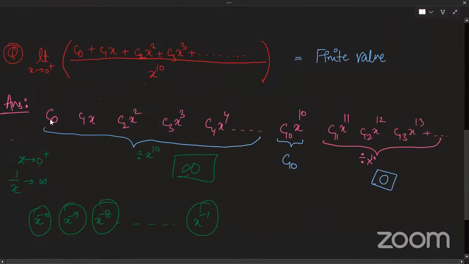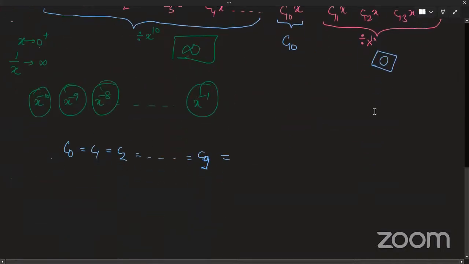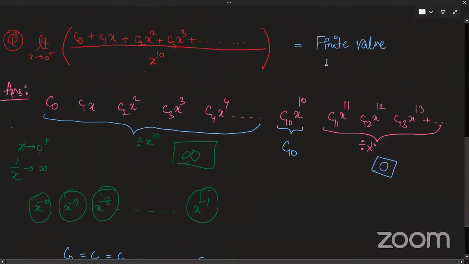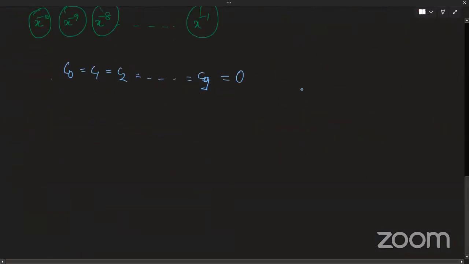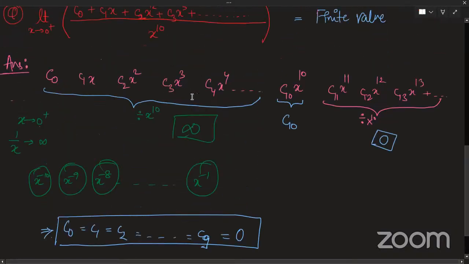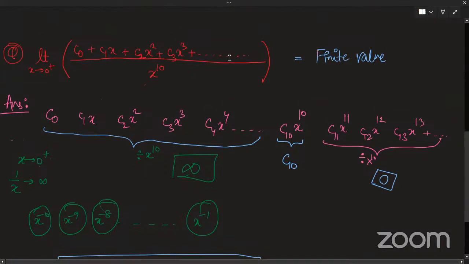See, C0, C1, C2, C3, all of these. If even one of these remains, it will make the limit go to infinity. So what can I do so that the limit is a finite value? I can make all of these zero. What will happen if C0, C1, C2, C3 till C9, all of them are zero? So my series will only start from C10, right? Do you all agree with this?